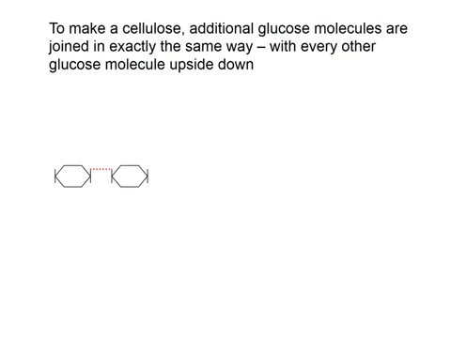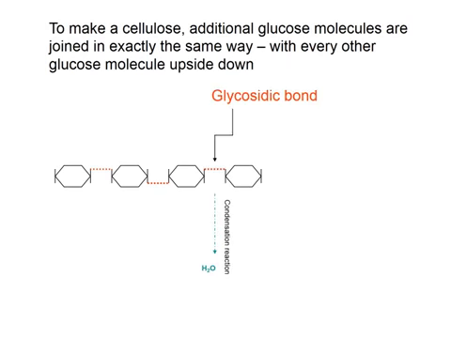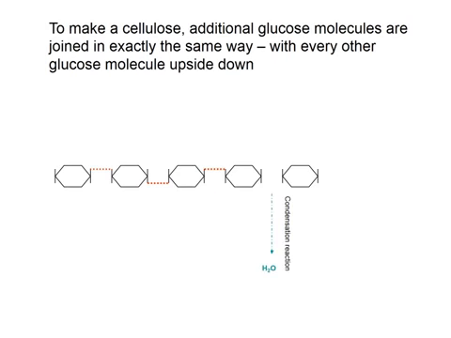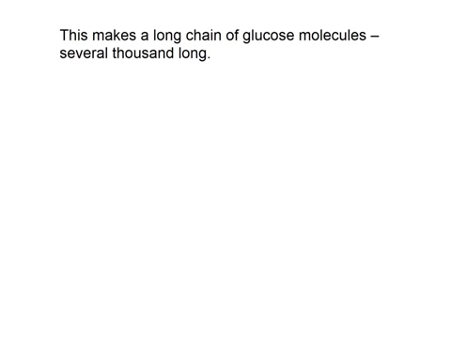So the next glucose molecule would be the right way up. The next one would be upside down. You can see the staggered glycosidic bonds. This, in effect, stops the monosaccharide chain from coiling up, particularly since it is thousands of glucose molecules long. So it doesn't coil up like you see in amylose, but instead it forms a linear chain.